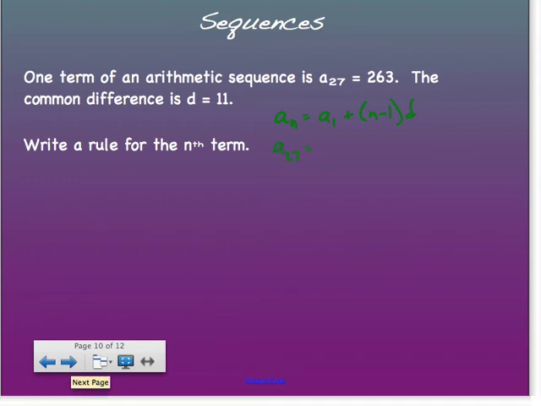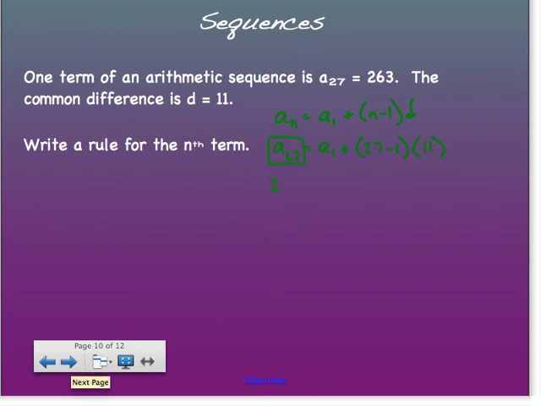I definitely don't know what a sub 1 is. I don't know what my starting point is, so it's got to stay the same. I don't know what it is yet. Okay, plus I have 27 minus 1. Again, my n is 27, and I do know my d. My d was 11. But now if you look at what I just created, I actually know what a sub 27 is. From the problem, I know a sub 27, this box right here, is 263.